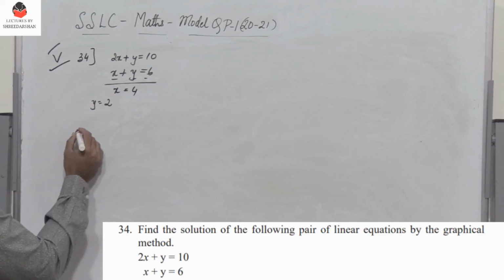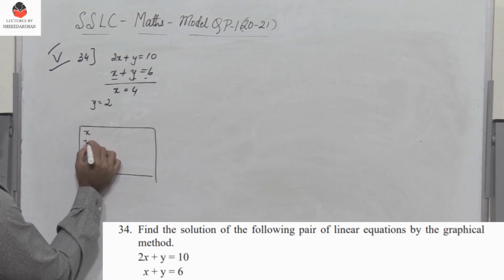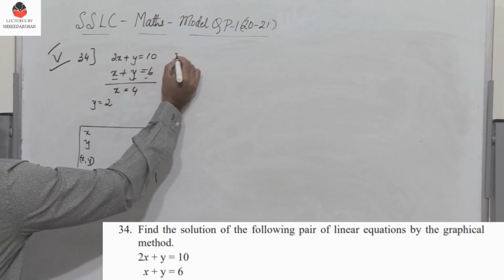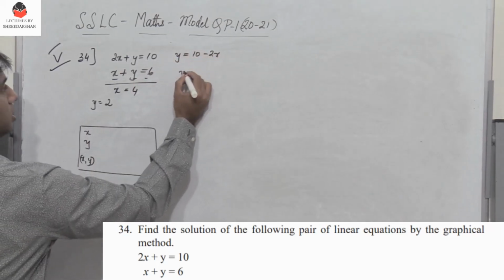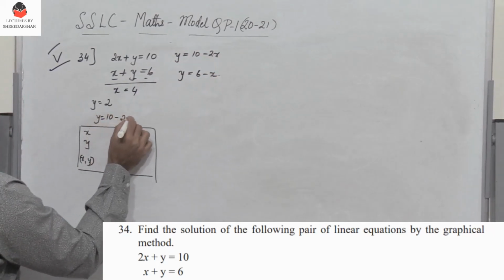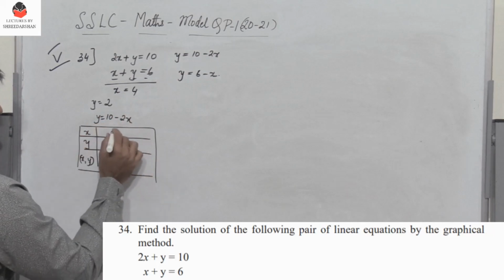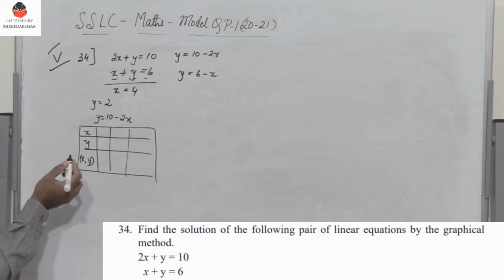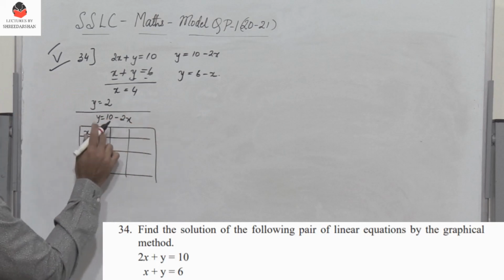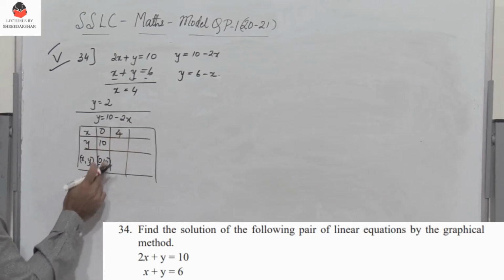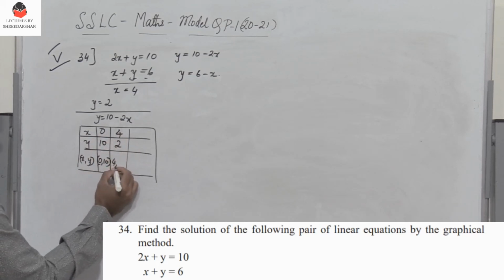Now let me form a table here. So I have x, then I have y, and then I have the coordinate points x, y. So let me consider y equals 10 minus 2x, and here y equals 6 minus x. So this is for y equals 10 minus 2x. I know that I get the point of intersection for x equal to 4, y equal to 2. I just need to take a few other points here. So if x is equal to 0, then what is y? It is 10. So the point is 0, 10. If x is equal to 4, then y is equal to 2. So I get the point 4, 2.